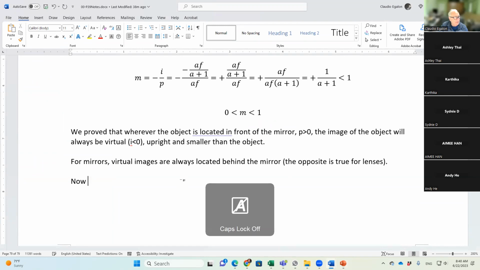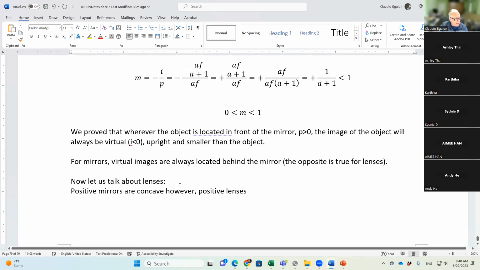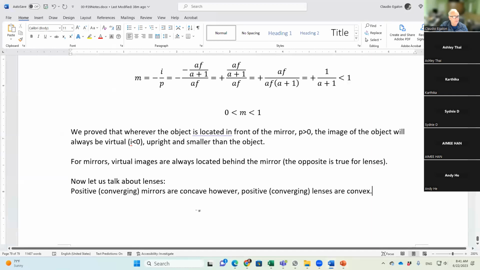Now let's talk about lenses. Positive mirrors are concave. However, positive lenses, and by positive I mean converging, positive converging lenses are convex, and vice versa.